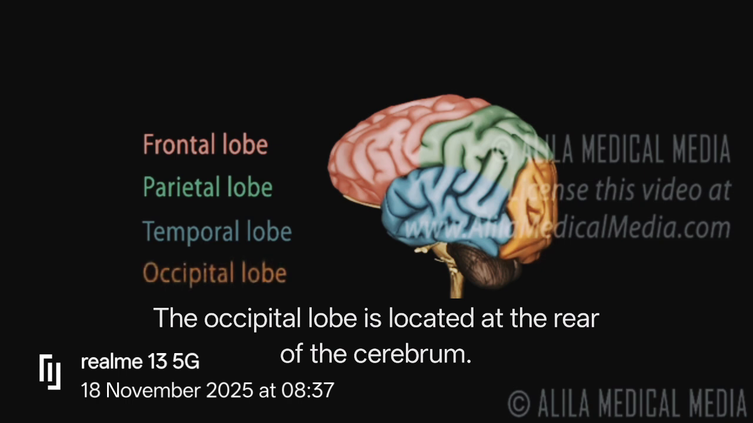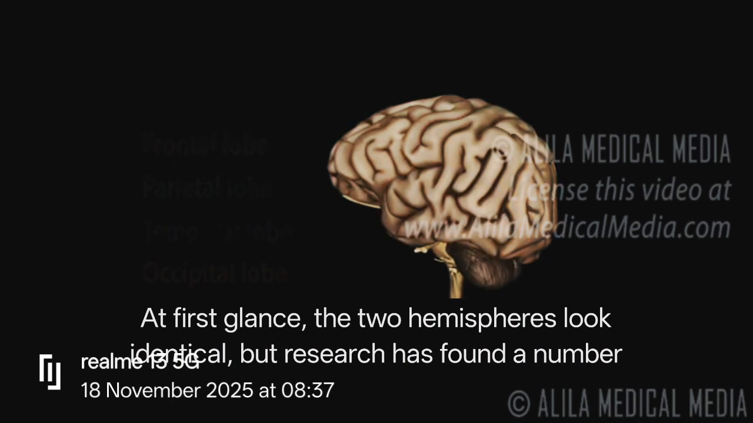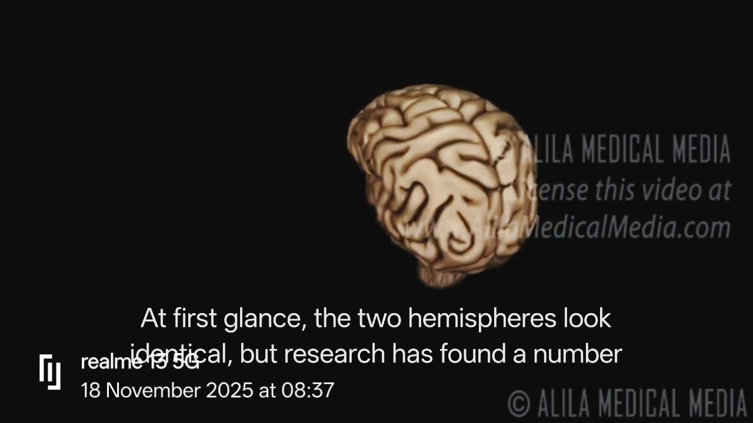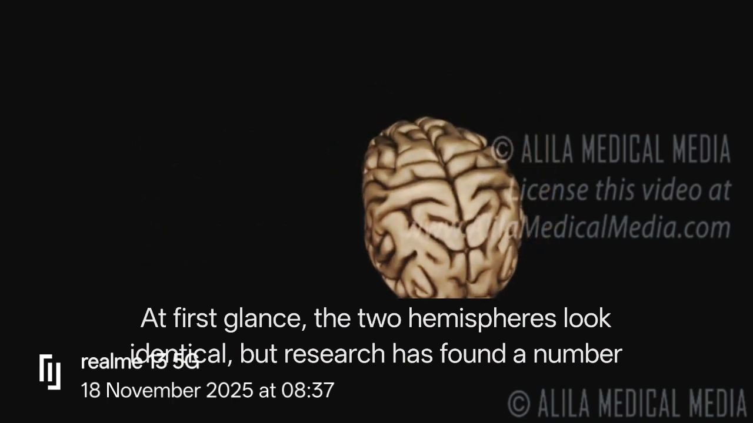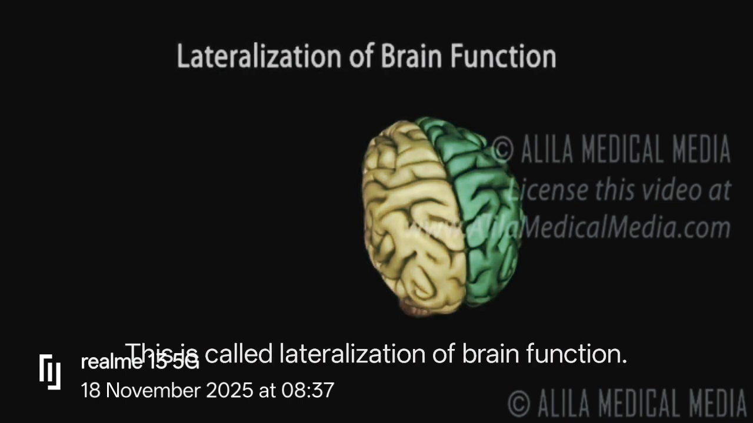The occipital lobe is located at the rear of the cerebrum. This is the visual processing center of the brain. At first glance, the two hemispheres look identical, but research has found a number of differences between them. This is called lateralization of brain function.